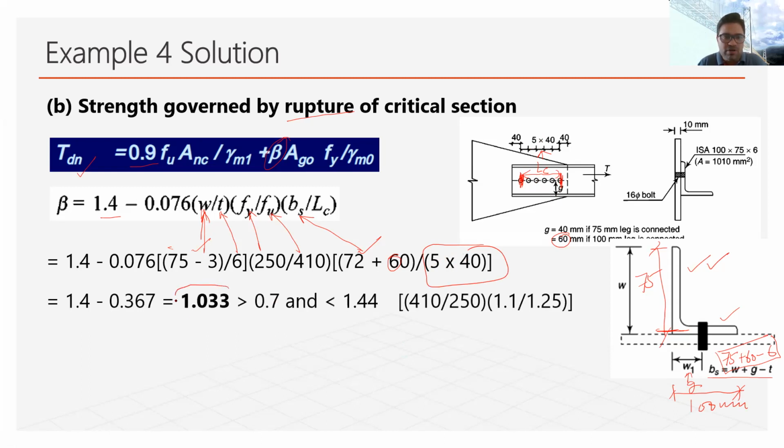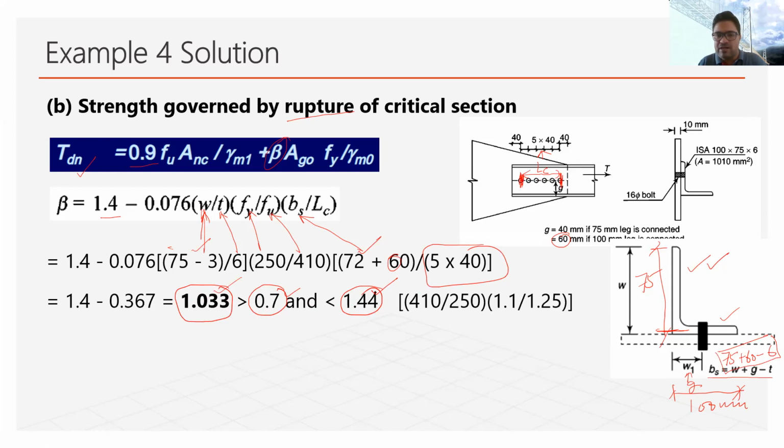The beta value comes out as 1.033. Whenever we are calculating the value of beta, we need to ensure that it is more than 0.7 and less than 1.44. It is mentioned in the IS code that the value of beta should not be less than 0.7, and at the same time it should not exceed 1.44. Our value is 1.033, which is between 0.7 and 1.44. So we have calculated this.